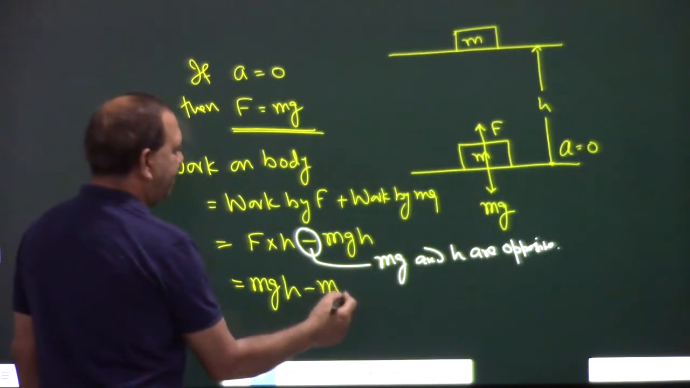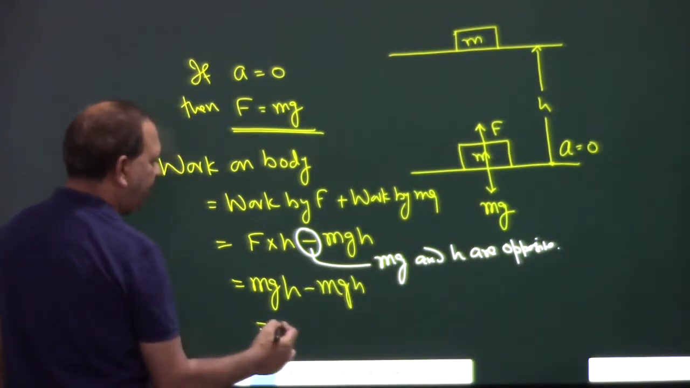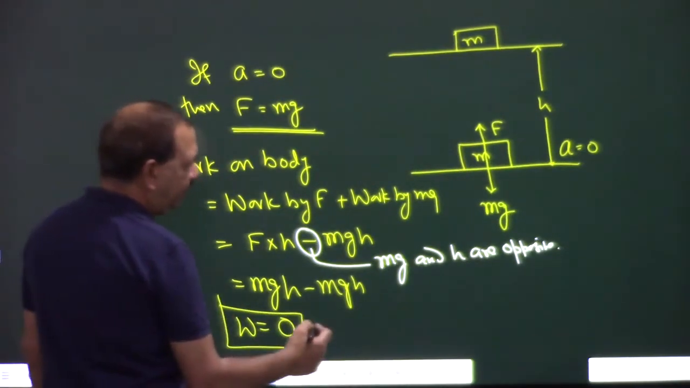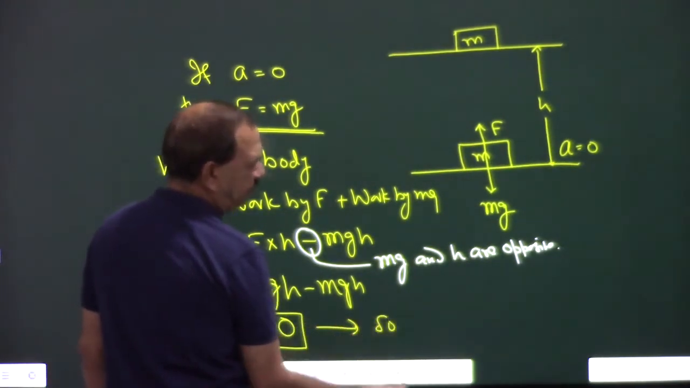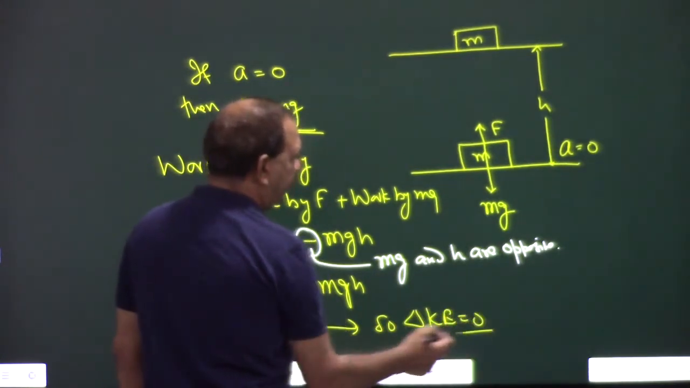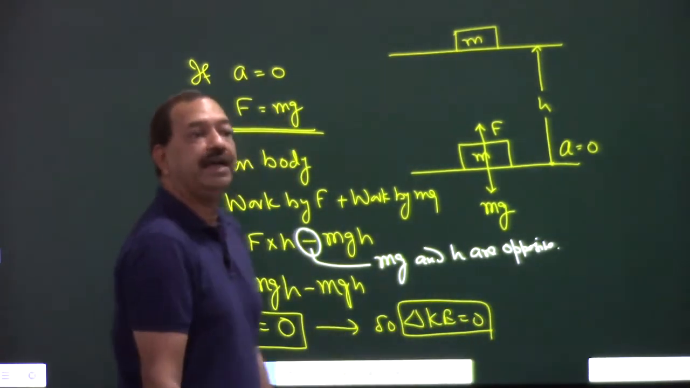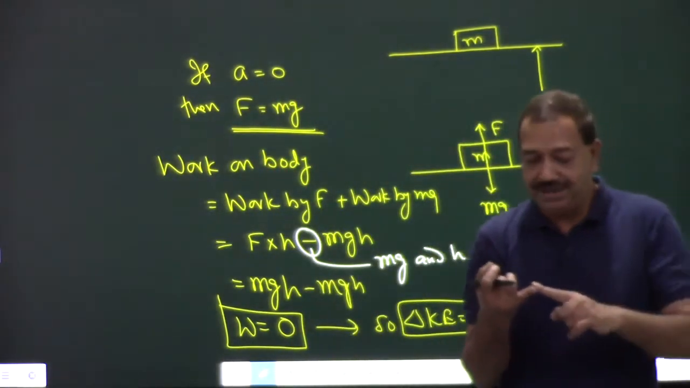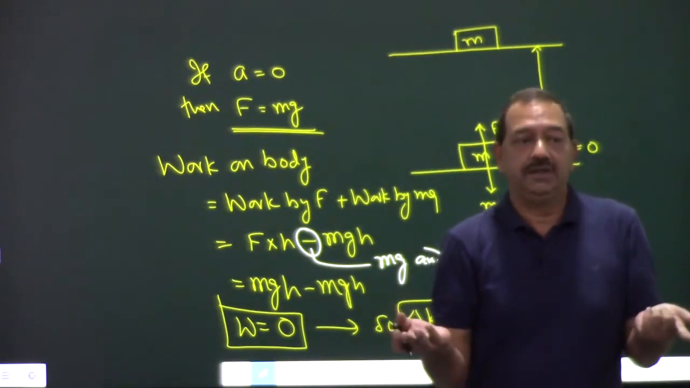mgh minus mgh. So how much work is done on the object? Zero. The work done on the object is 0. So the change in kinetic energy is 0. And this we know from the very start, the kinetic energy of the object is not changing. So kinetic energy doesn't change, so work is also not done.